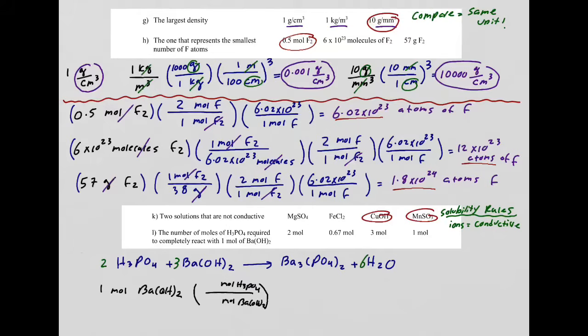What is the mole ratio? What's the mole ratio? 2 phosphoric acid for 3 barium hydroxide. So I have 2 over here and then 3 over here. So far so good? Okay. And then the barium hydroxide would cancel out. I end up with phosphoric acid. I did my mole ratio. What I end up getting is 0.67 moles of phosphoric acid. And that is one of the options, which always makes me happy, right here.